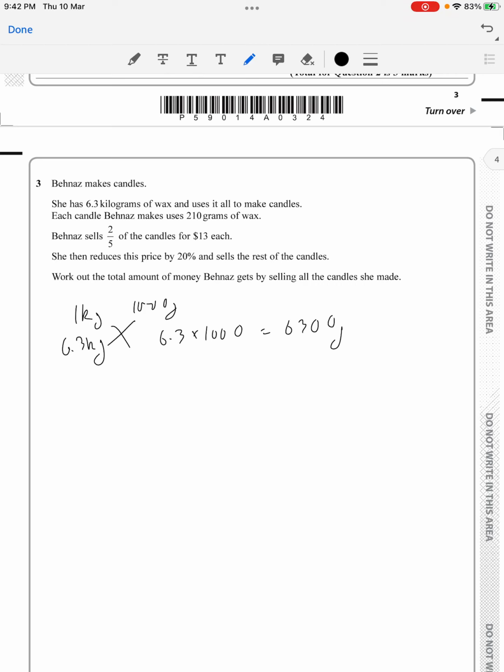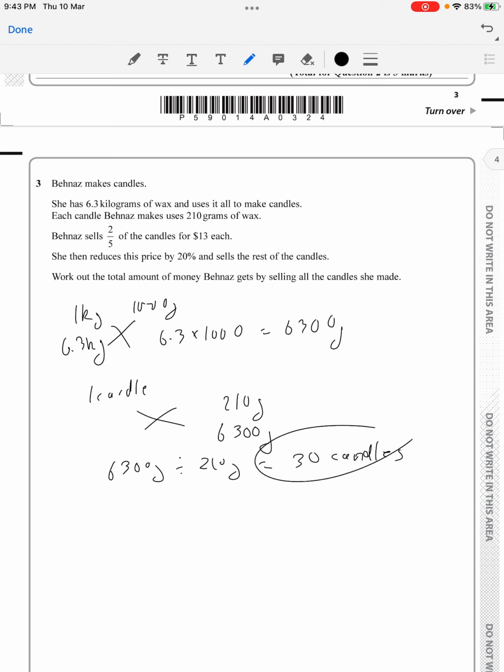Based on this, we're going to find out how many candles would be made from 6,300 grams of wax. We know that one candle uses about 210 grams of wax. So it is 6,300 grams of wax divided by 210 grams. That is about 30 candles. Now we have the number of candles that can be made from 6,300 grams of wax.